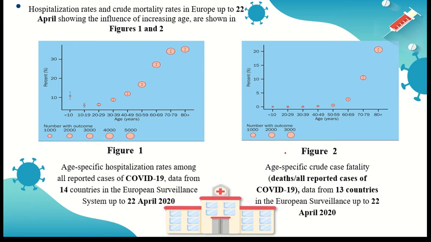And in Figure 2, you can see the age-specific crude case fatality, which means the deaths per all reported cases of COVID-19. It was the data from 13 countries in the European surveillance up to 22 April 2020.